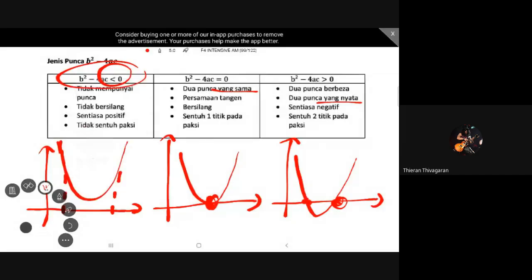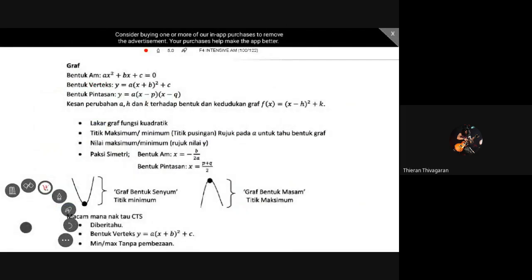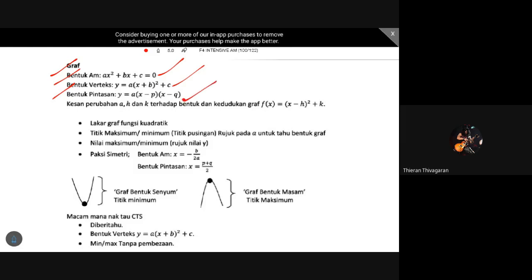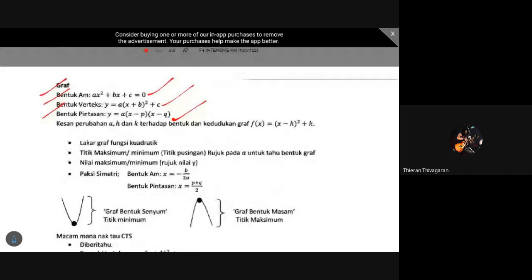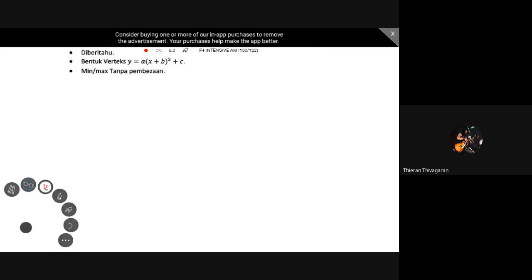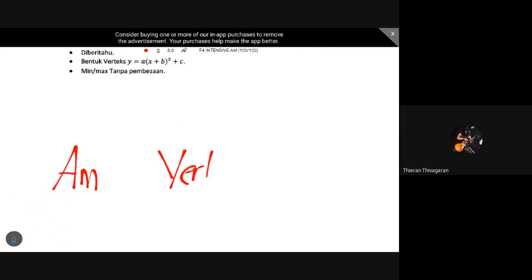Next one is still note I think. Okay, this one. Ini adalah 3 bentuk graf yang kamu kena ingat. These are the 3 types of quadratic equation. One is the general form, bentuk am. Second is the vertex form, bentuk vertex. And third is the intercept form, bentuk pintasan. Okay, so there is actually a good method untuk menghubungkan ketiga-tiga yang ni. I will draw a mind map for you guys supaya lebih senang nak faham. Okay, let's say this is am, yang ni vertex, yang ni pintasan.